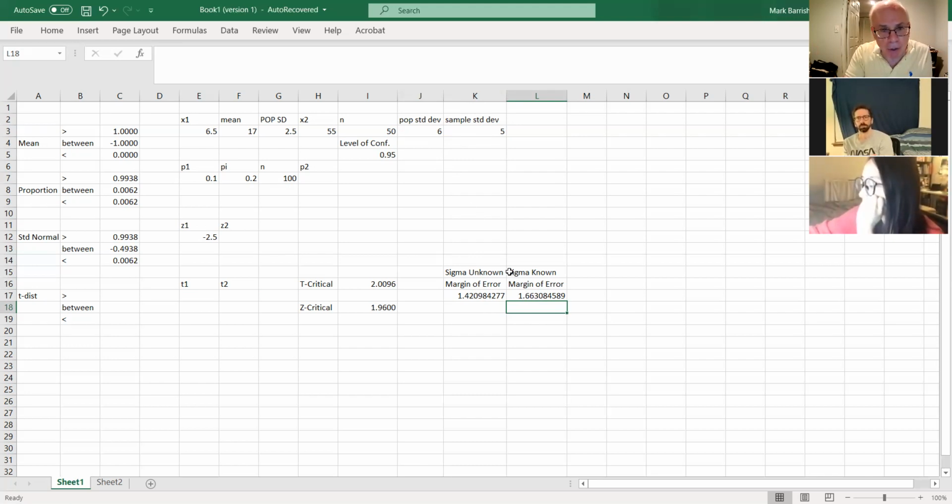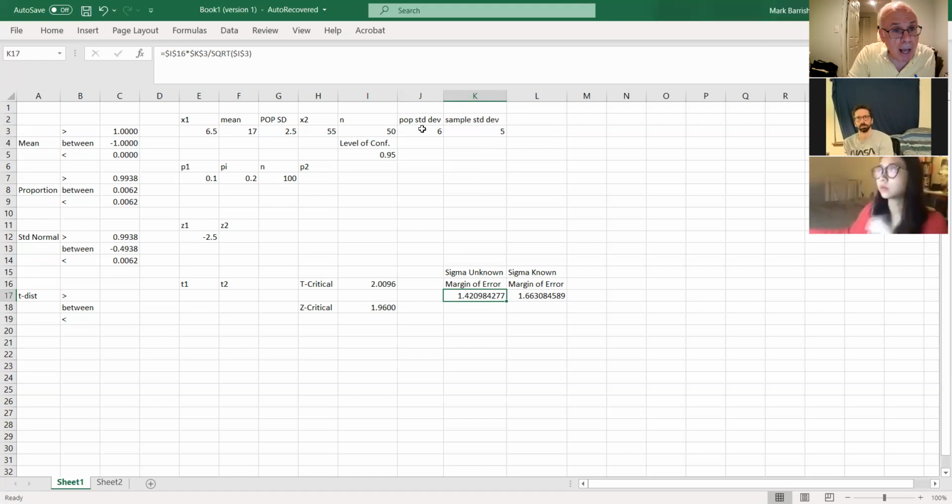When sigma is unknown, in this formula here, we're going to use K3, this number here, as our sample standard deviation. And then our critical value is going to be the t critical value, which is in I16, this one. So I16 is our t critical value, and we're going to use our sample standard deviation divided by the square root of sample size.